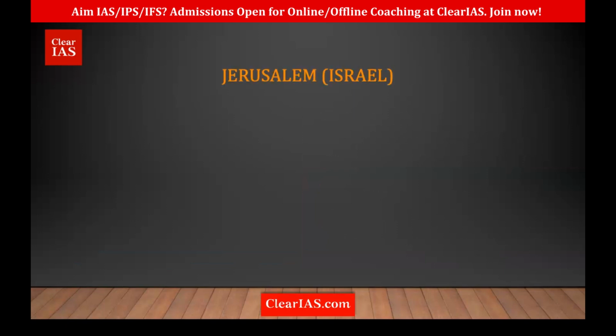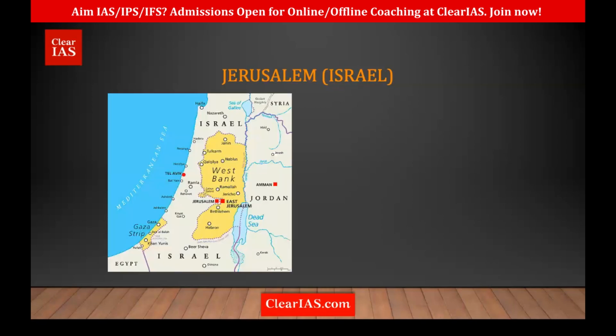Next is Jerusalem. Jerusalem is also very important because Israel's capital is now Jerusalem. But an interesting fact is, this is one of the most important sites for three Abrahamic religions, that is Judaism, Islam, and Christianity. For all three religions, this Jerusalem is very important. When we spoke about Israel, we actually saw Jerusalem. This is the location of Jerusalem.